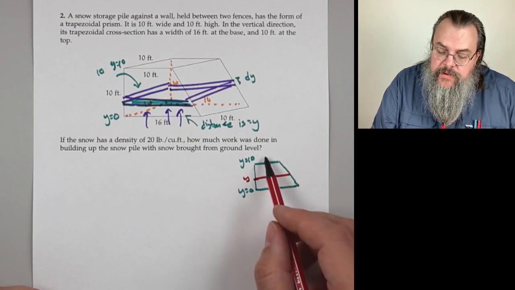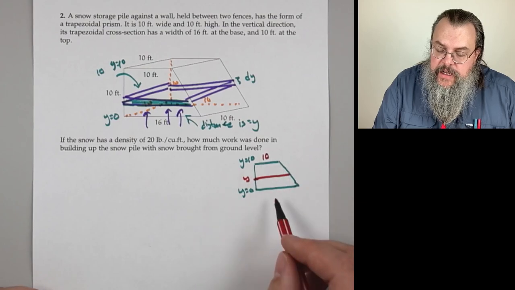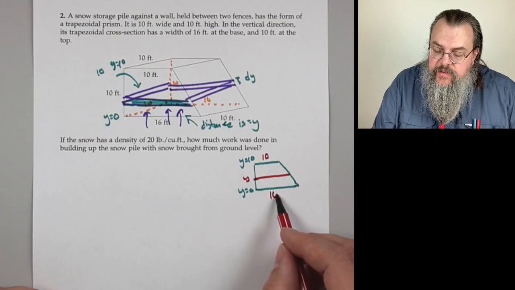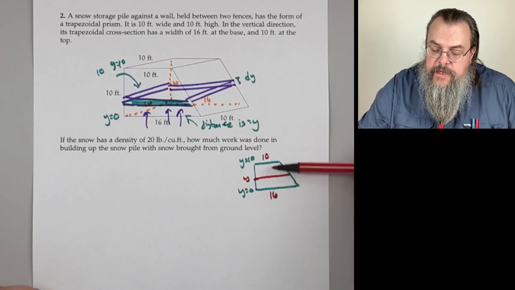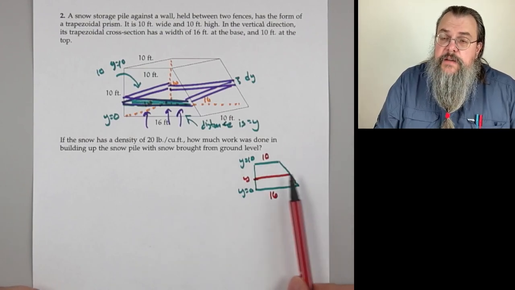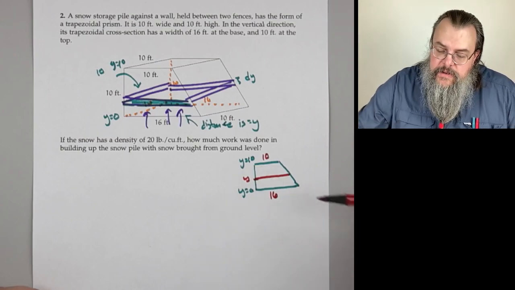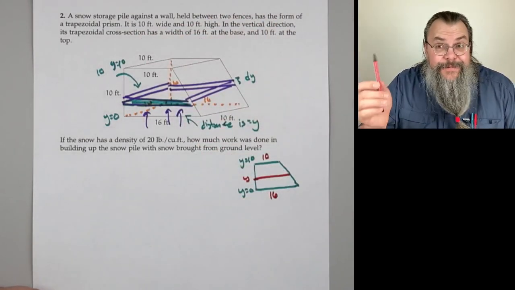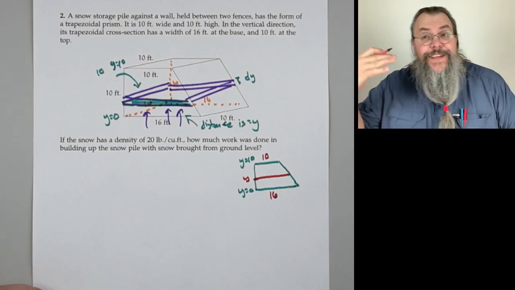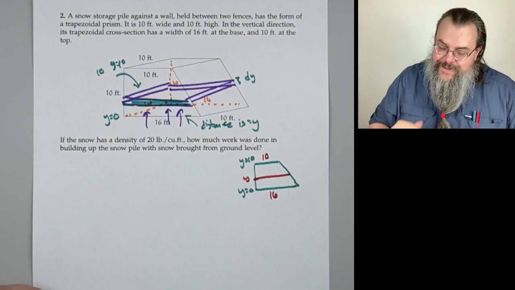Well, we can think about this. We know at the top it has length 10, and at the bottom it has length 16. And so we say, well, if we go up by 10, we've shrunk by 6. And notice it's a line, right? We see that, it's flat. We like flat things. Pro tip: calculus is really about flat things.